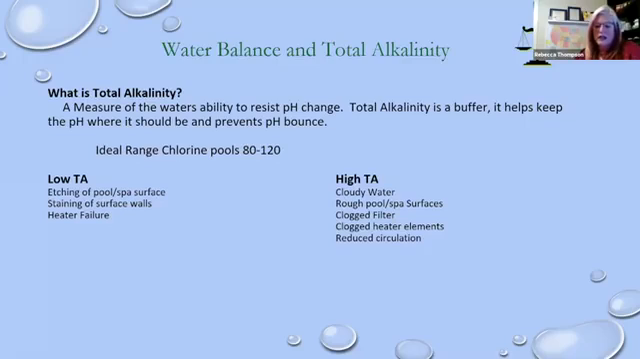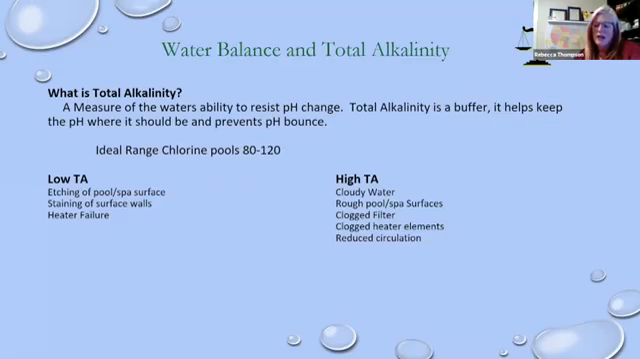Too high can, again, cause pH bounce. Too high of total alkalinity can cause cloudy water. One of the reasons it causes cloudy water is the pH going up and down. And also it can cause calcium in the water to fall out of consistency. Again, it can cause etching or scaling, which can lead to rough pool surfaces, and clogged filters, heater elements, and it can reduce your circulation with clogging the filter.